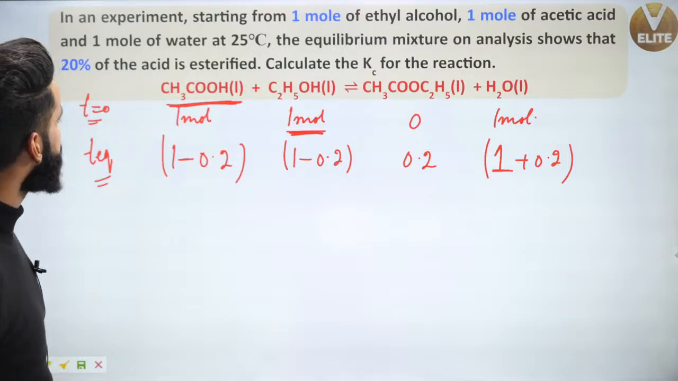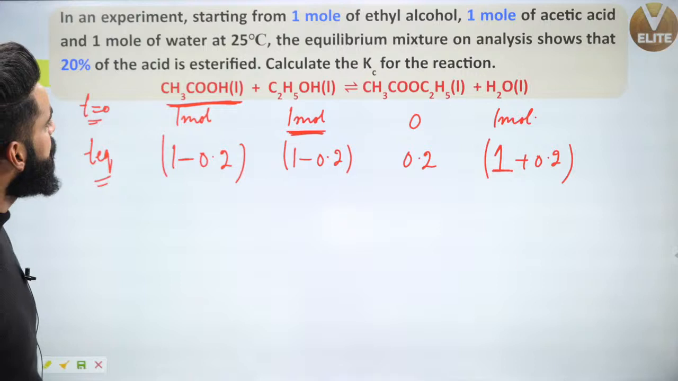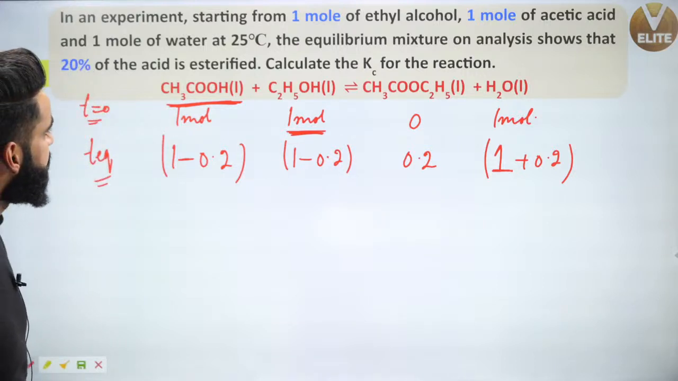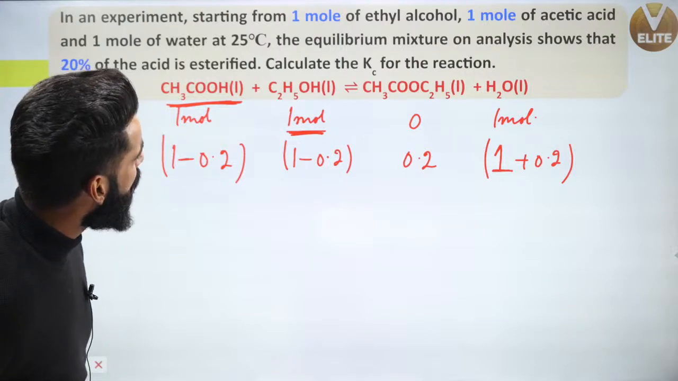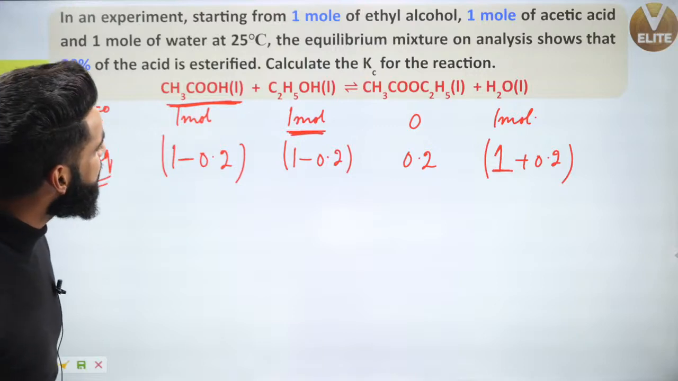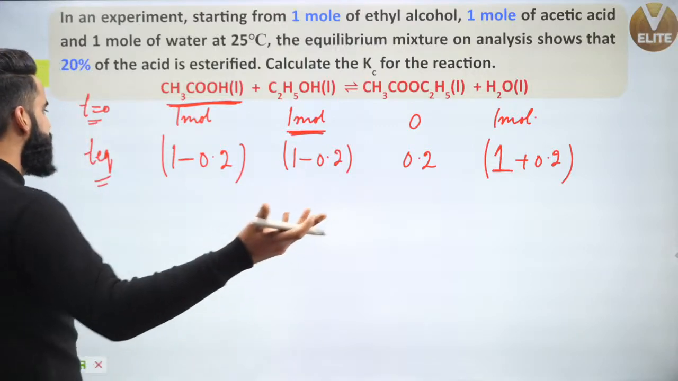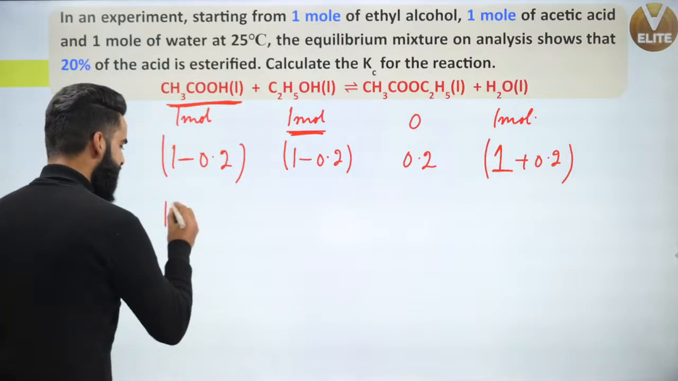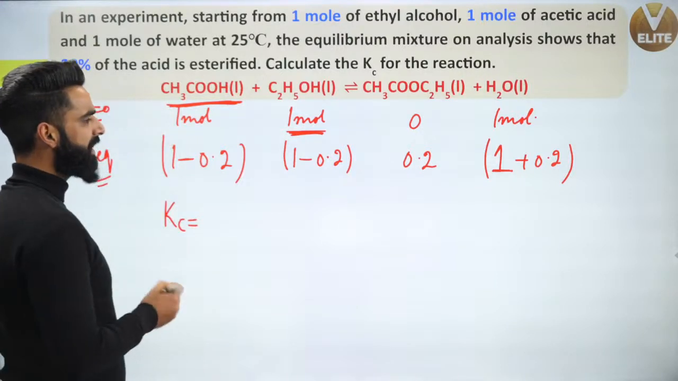Now, let's read the question again. In an experiment starting from 1 mole of ethyl alcohol, 1 mole of acetic acid and 1 mole of water at 25 degrees centigrade, the equilibrium mixture on analysis shows that 20% of the acid is esterified. Calculate the Kc for the reaction. Okay, fine. That's great. Have a look. How am I going to write the expression for Kc?